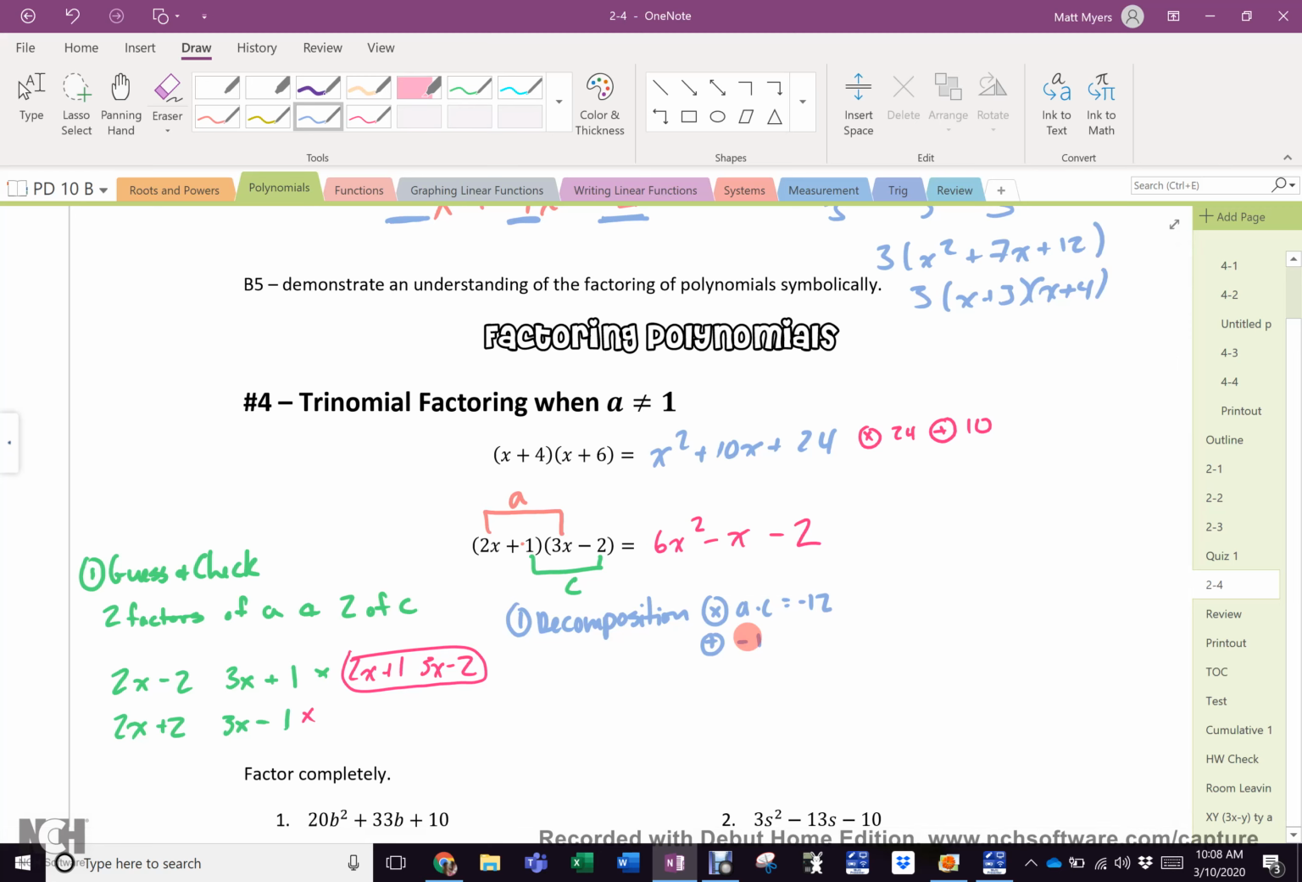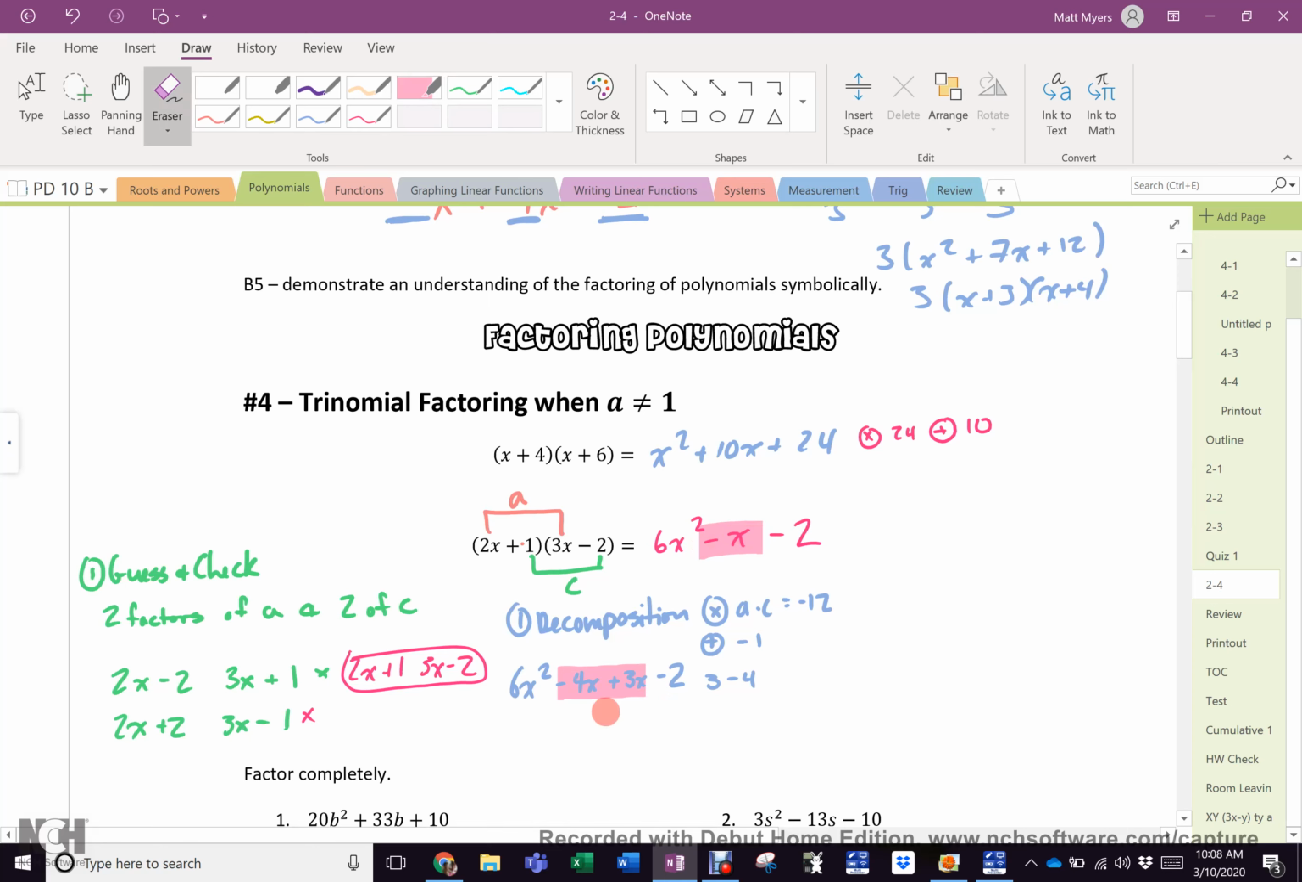So, it is called decomposition because once we decide that it is 3 minus 4, we decompose the middle number. So we write 6x squared minus 4x plus 3x minus 2. And you can see that that is my negative 1. Is everybody cool?